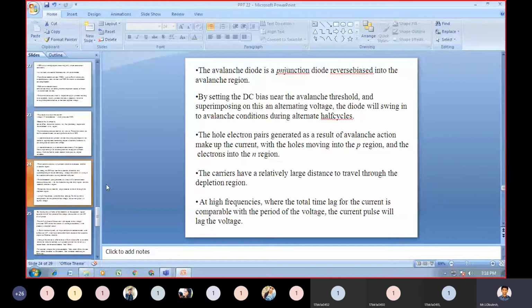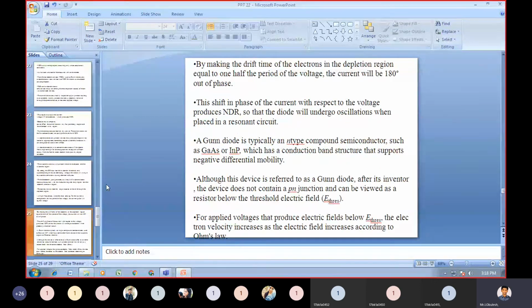At high frequencies, where the total time lag for current is comparable with the period of voltage, the current pulse will lag the voltage. By making the drift time of the electrons in the depletion region equal to 1/2 of the period of voltage, the current will be 180 degrees out of phase. This shift in phase of the current with respect to the voltage produces NDR, so that the diode will undergo oscillations when placed in a resonance circuit.